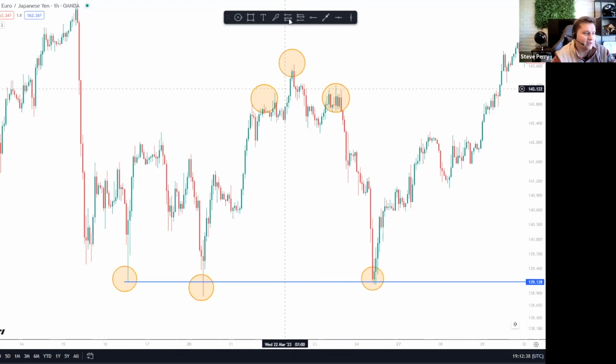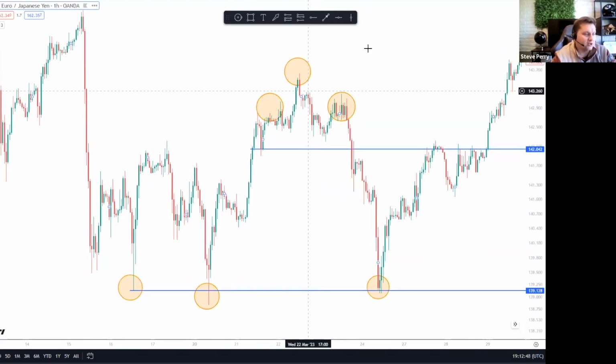Yep, Roger, you got it. 100%. Yeah, so it's a head and shoulders pattern, right? Nice work, Roger. So this is called the head and shoulders.